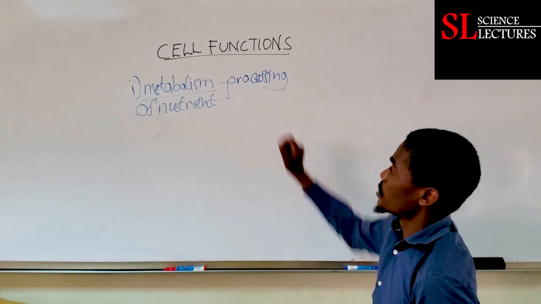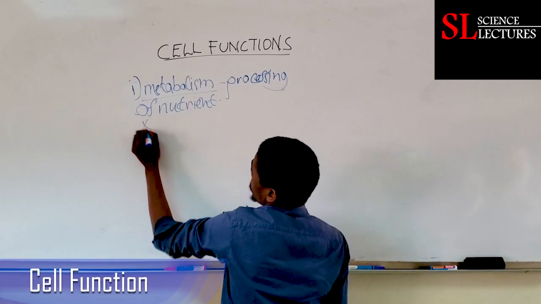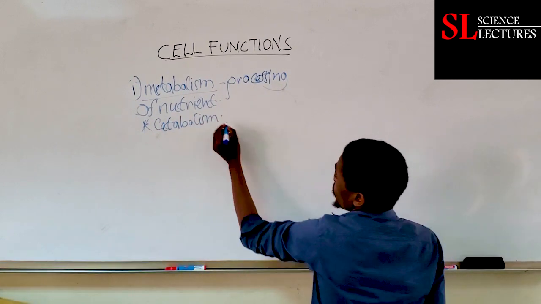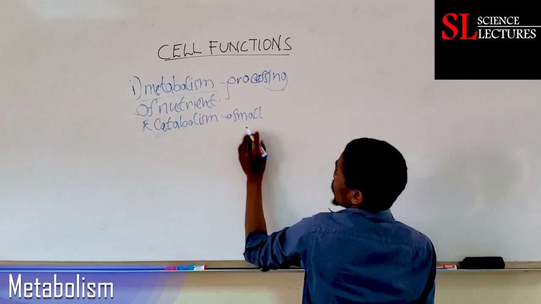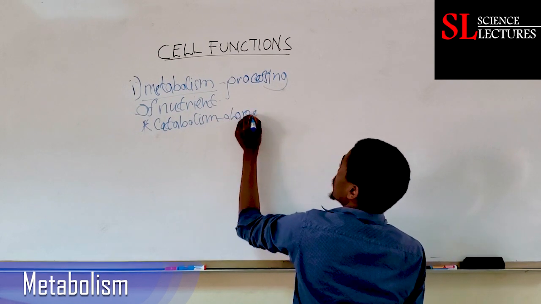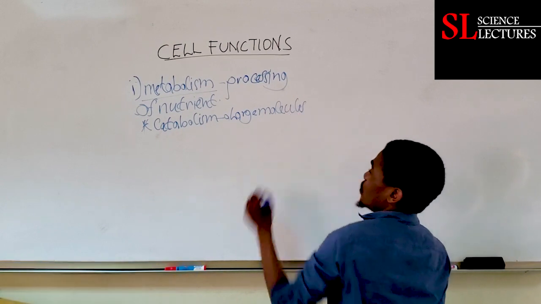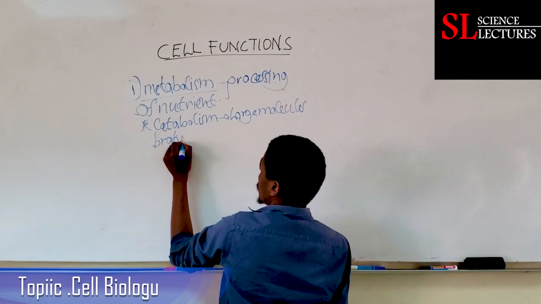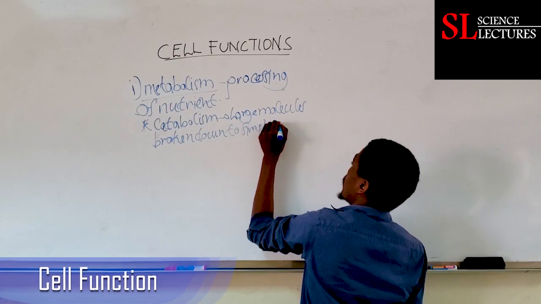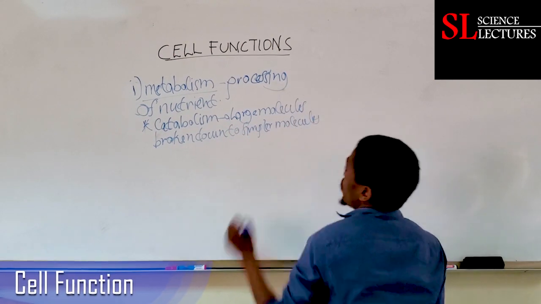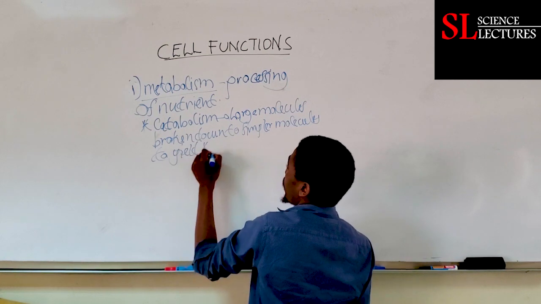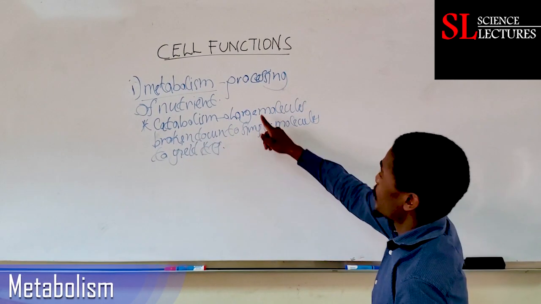nutrients are processed, and metabolism is divided into two. We have a type of metabolism called catabolism, and catabolism is where we have large molecules broken down to simpler molecules, using ATP, to yield ATP. So they yield energy in form of ATP. That is what happens in catabolism.